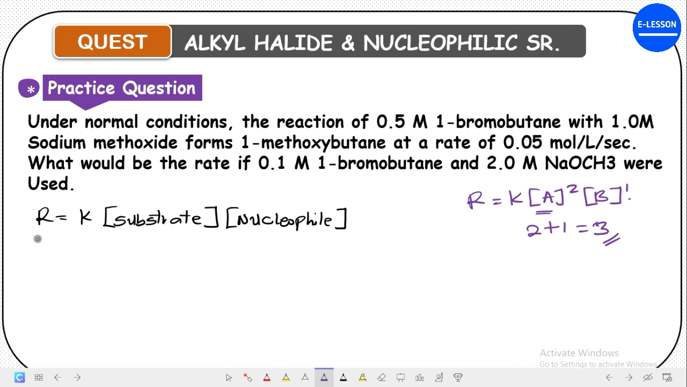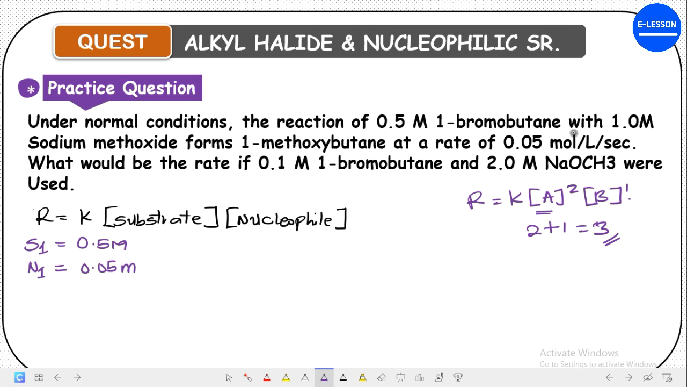So in this case, you have under normal condition the reaction of 0.5 mole 1-bromobutane with 1.0 mole. So we have two values that are given to us. Are you getting it now? So the substrate, I'm going to use X to indicate. So we say X1, which is the first substrate, the number of moles is 0.5 mole. Now, with 1.1 mole of sodium ethoxide, so we have the nucleophile. The nucleophile, I'm going to use N1 to indicate.